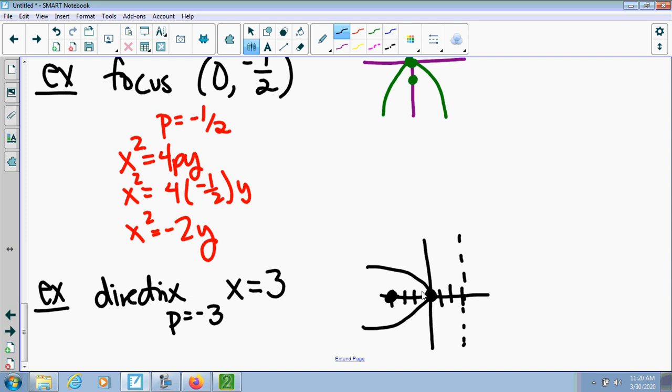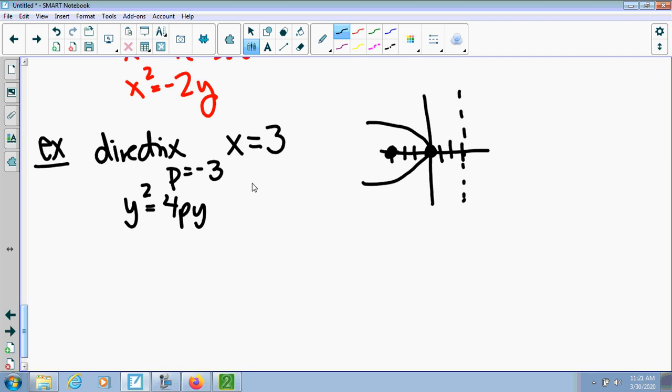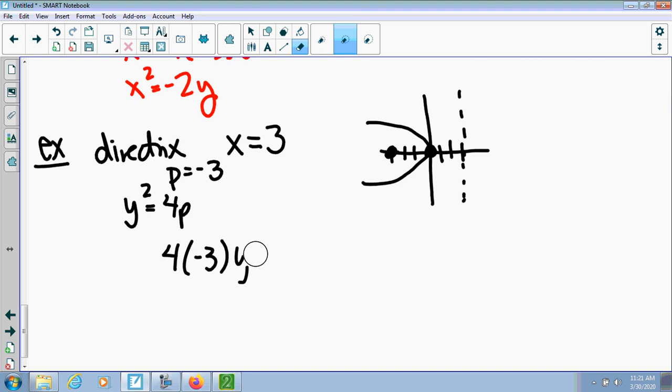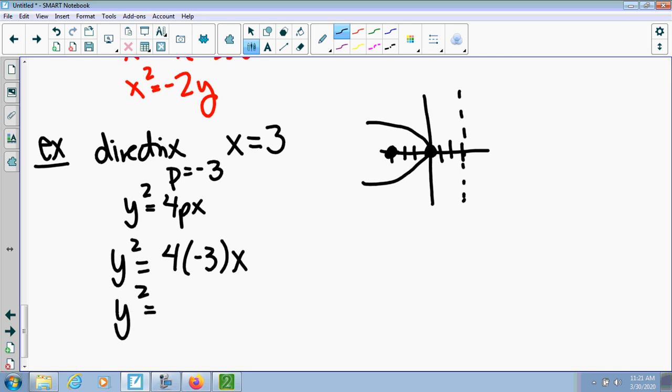So since the parabola is side to side, is it x squared or y squared? It's going to be y squared equals 4px. And we're going to go ahead and plug the -3 in for the p. So 4 times -3 times x. Sorry about that. So our equation would be y squared equals -12x.